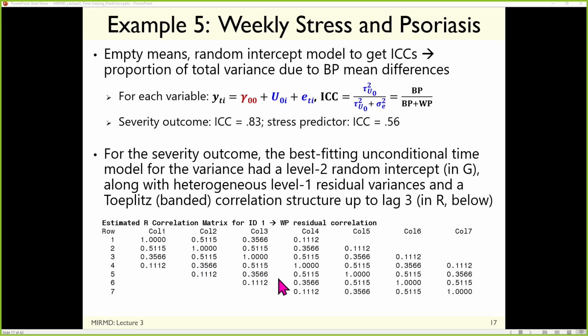So after controlling for person mean differences, your severity last week and your severity this week are correlated according to this model 0.5. The model estimates a separate lag 2 correlation, so first and third, second and fourth, third and fifth, etc., of 0.35. So in a Toeplitz structure, there's no requirement that these correlations are related to each other. They're each estimated separately. And then one more was needed for a 3-week lag, so that's why it's lag 3, of a correlation of 0.1. And after that, these were significant or non-significant. They were close enough to 0 that we don't have to have them.